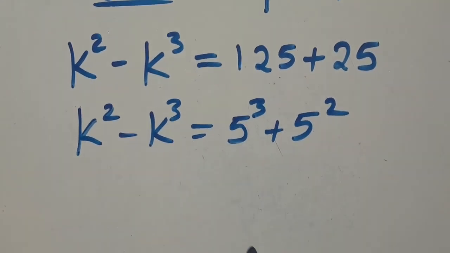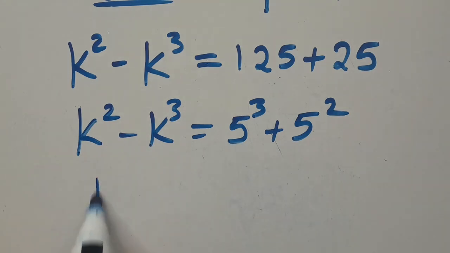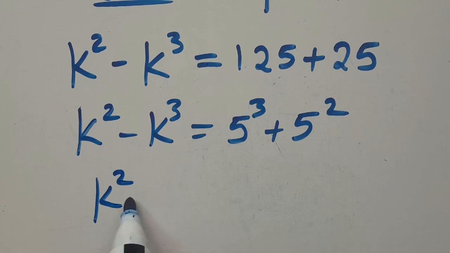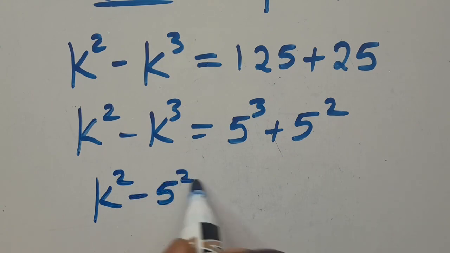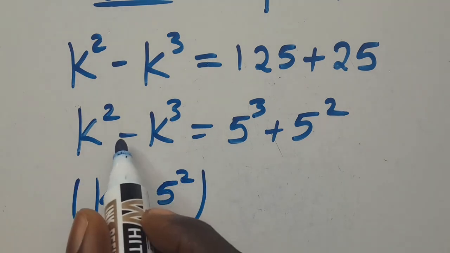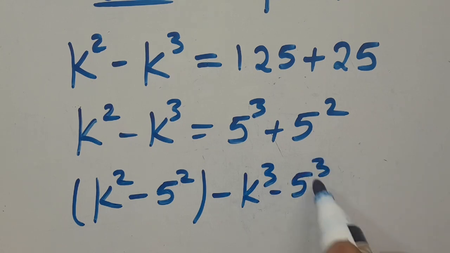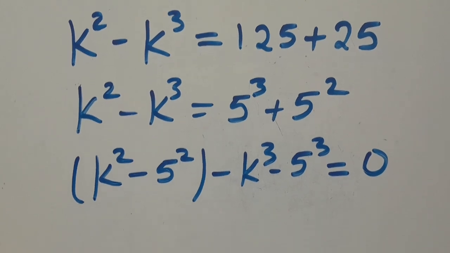Then from here, let's pick this and this. We have k to the power of 2 minus 5 to the power of 2. Let's group them as this. We put everything in brackets. We also have minus k to the power of 3 minus 5 to the power of 3. Then let's set everything to be equal 0.